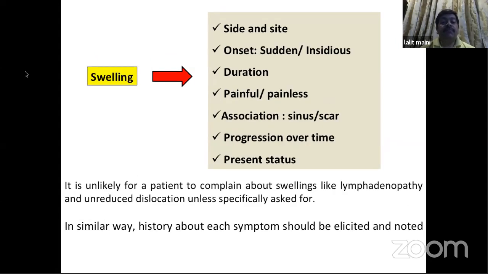Next symptom, which might not come out from the patient straight away unless you probe and get it out, if your history is pointing towards such a thing. A swelling. We need to know the side, the onset in relation to the other symptoms, the duration, whether it is painful or painless, whether it is associated with a scar or a sinus, and what is the progression over time, and what is the present status. So the ODP continues in the various symptoms. In a similar way, history about each symptom should be elicited and noted.